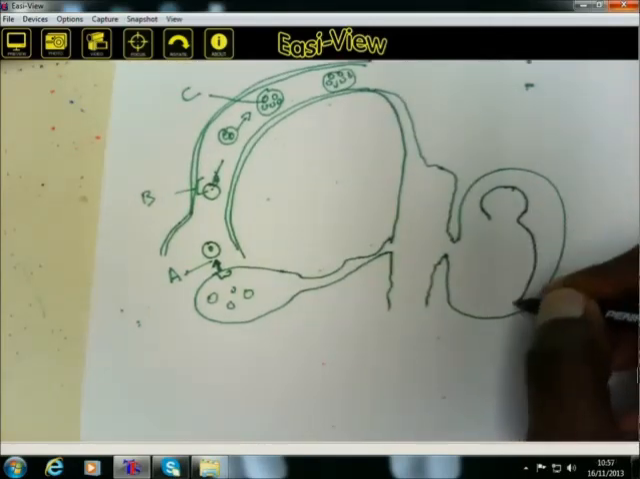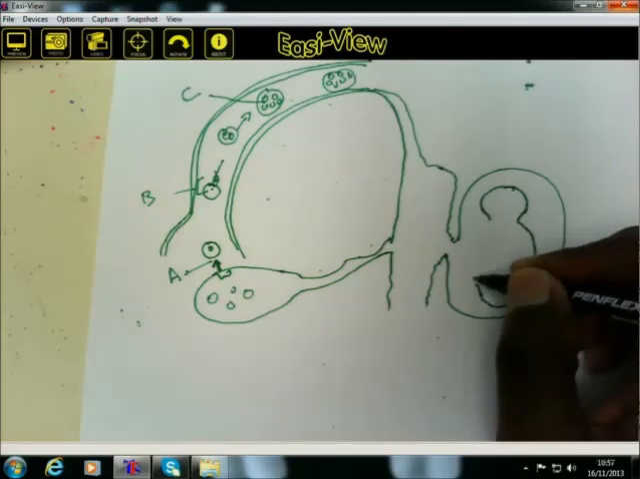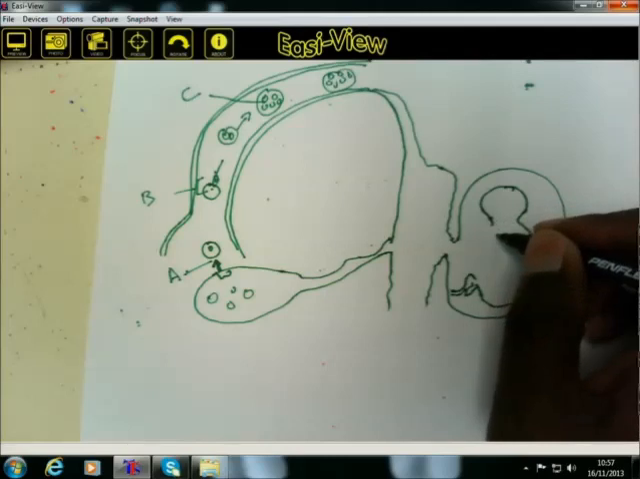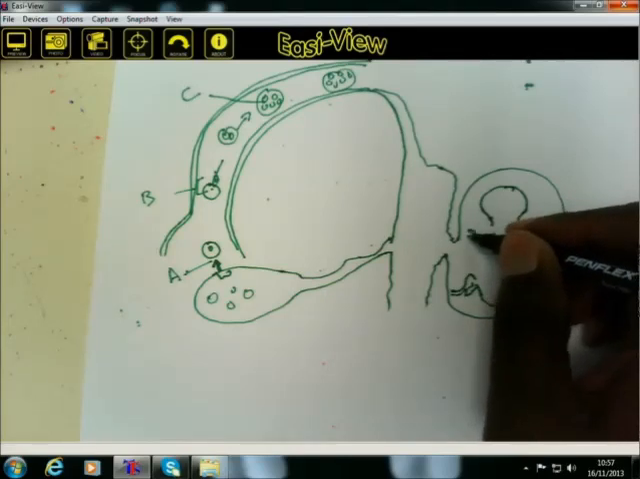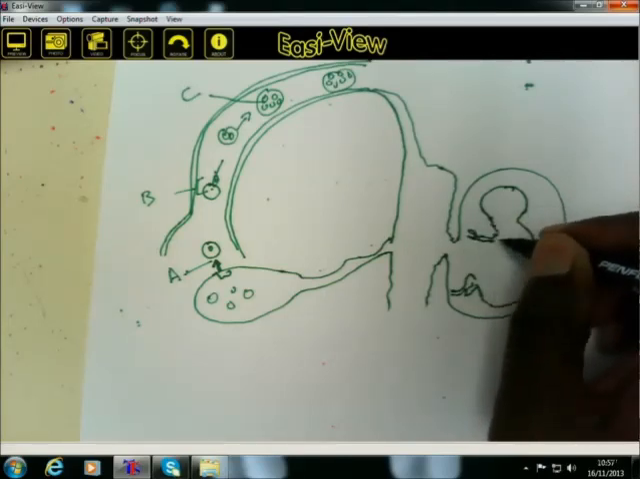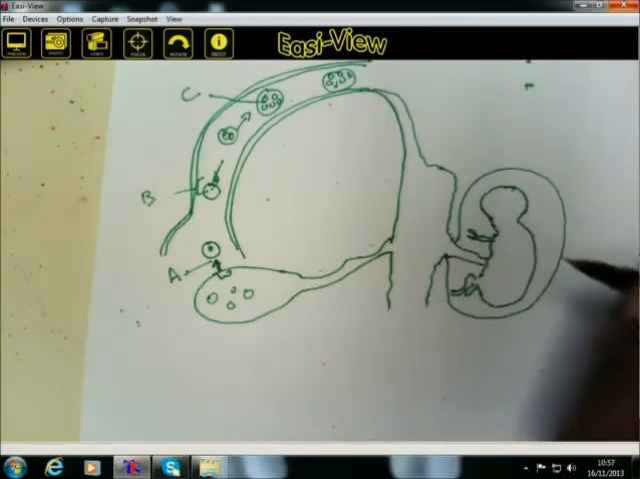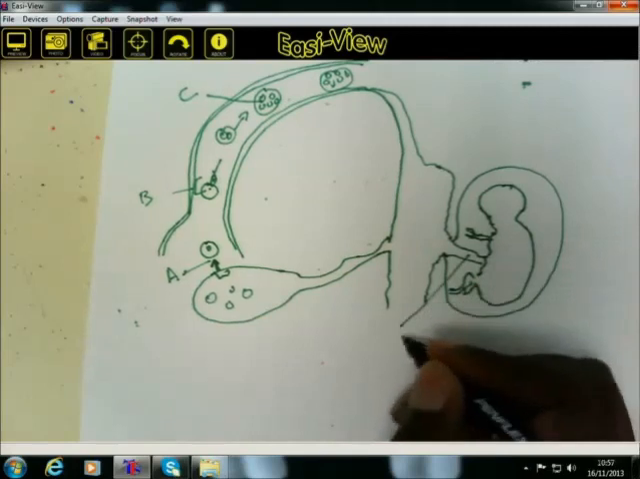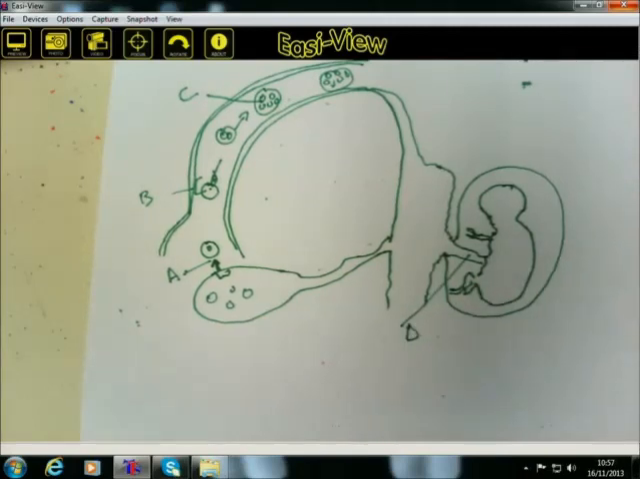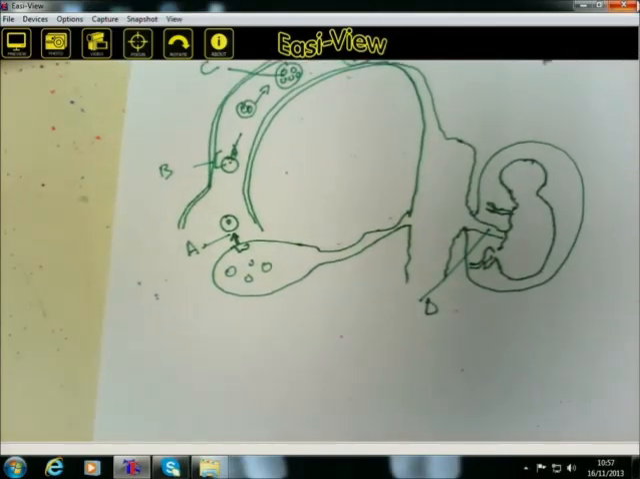I'm trying here to encourage you learners that you must make sure that you know how to draw these structures. This is what you need to know. And remember, form and functions are interrelated in life science. So this is the embryo being attached to the mother. Now I want us to look at the processes that I have drawn here.